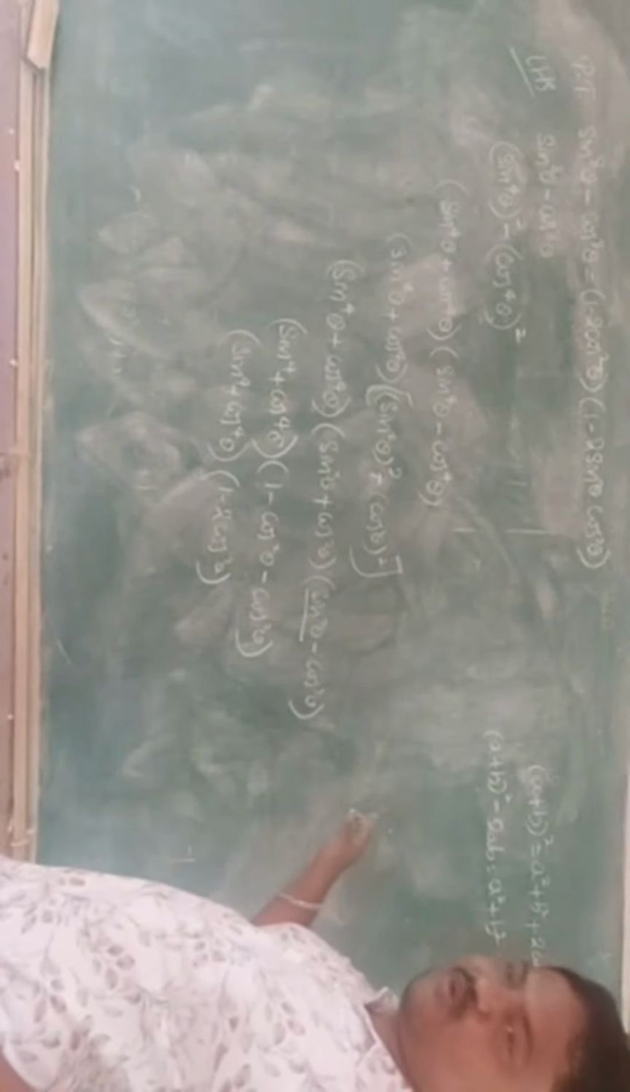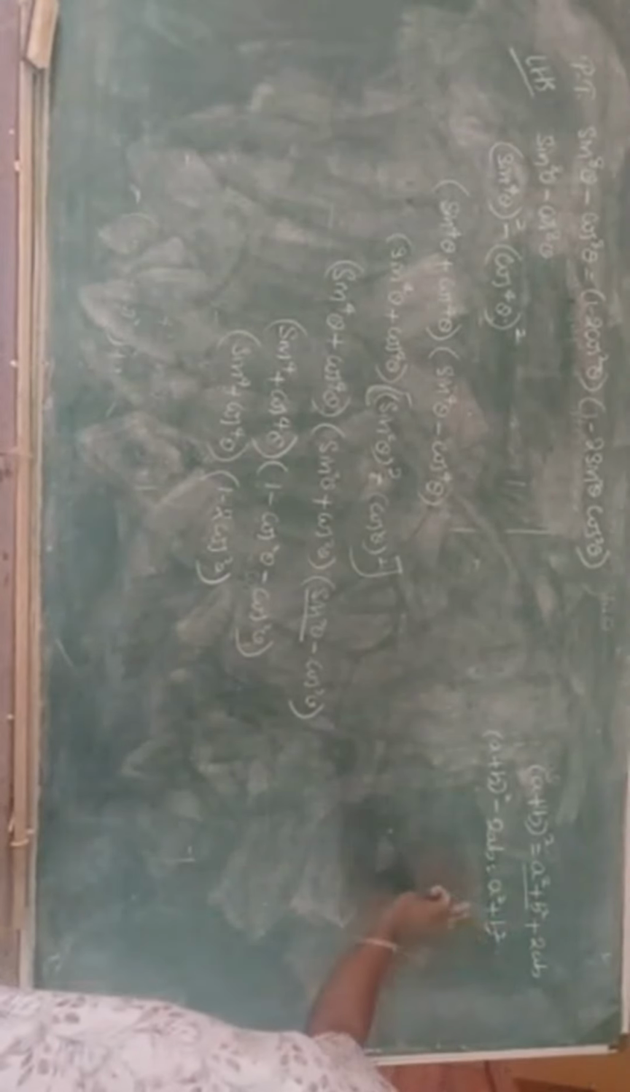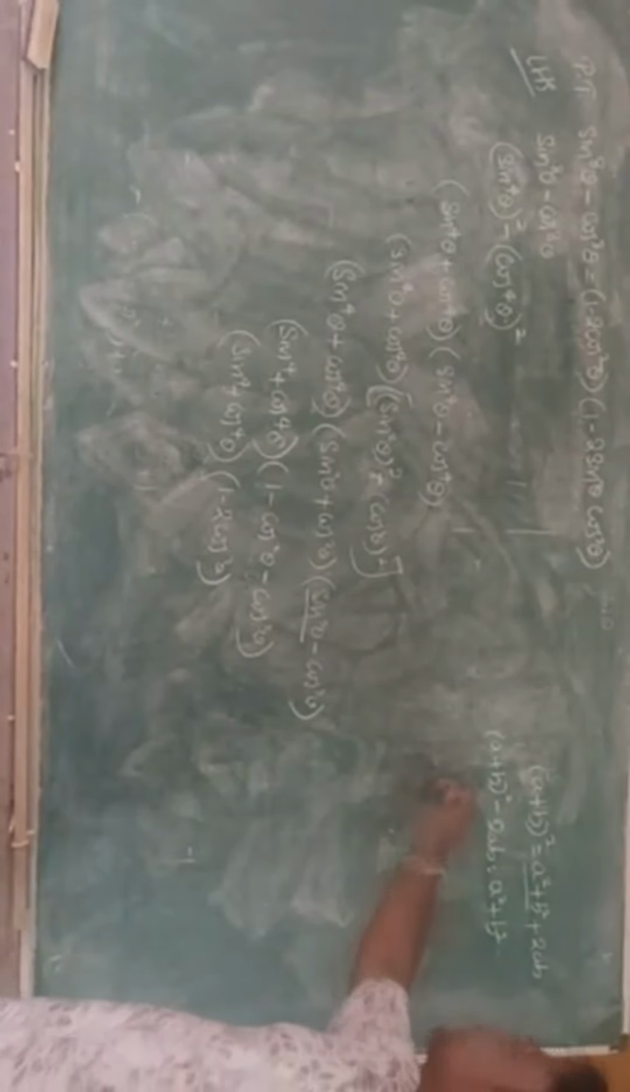Yes or no? (a plus b) whole square is equal to a square plus b square plus 2ab. Am I right? Yes. Now what will I do? I can keep a square plus b square on the right-hand side, and just transfer this 2ab to the left-hand side. So already (a plus b) whole square is on the left-hand side, and 2ab moves there. It becomes (a plus b) whole square minus 2ab. Am I right or wrong?